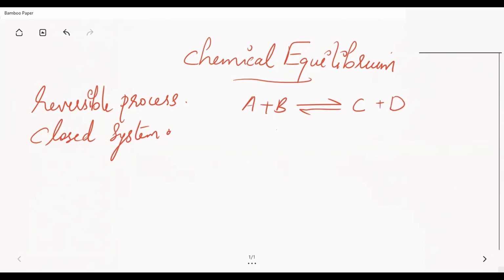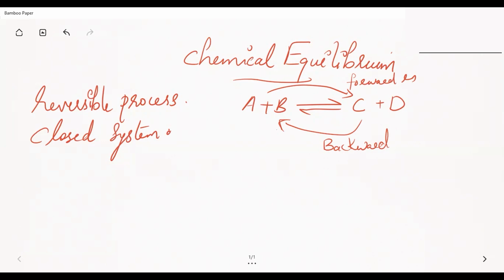Imagine this equation: A plus B in equilibrium with, so both sides the arrow. This is the forward reaction. And this is the products combining and coming back to reactants. That is the backward reaction. These are two opposing processes, right? Forward and backward reactions are two opposite processes.